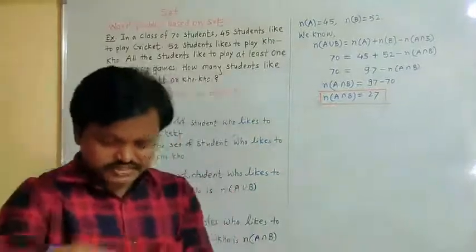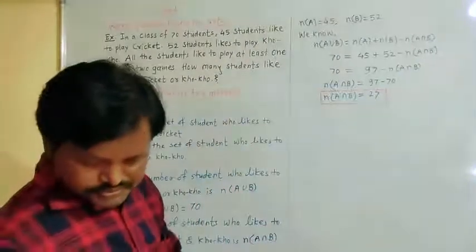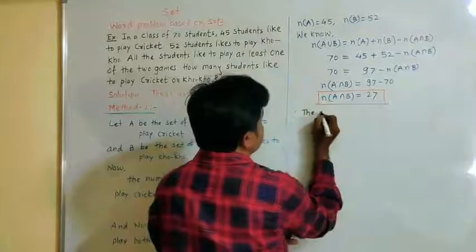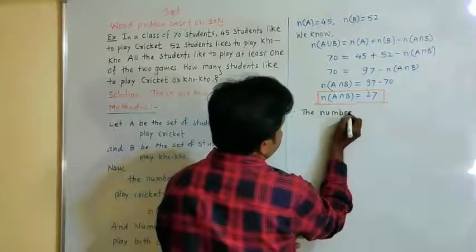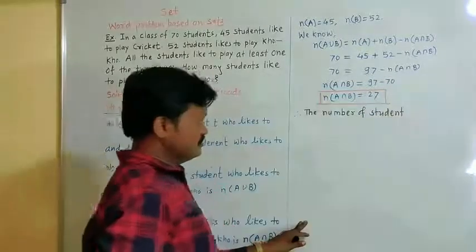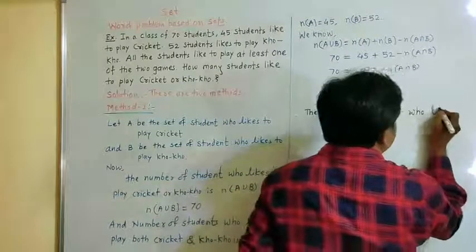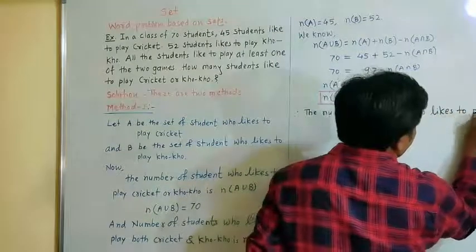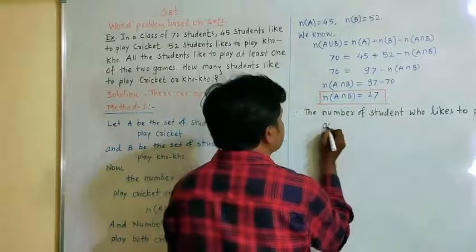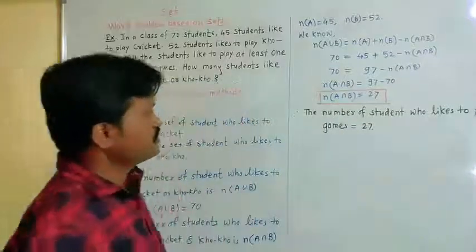So write in statements. Therefore, the number of students who like to play both games is equal to how many? That is 27. So that is one part of this.